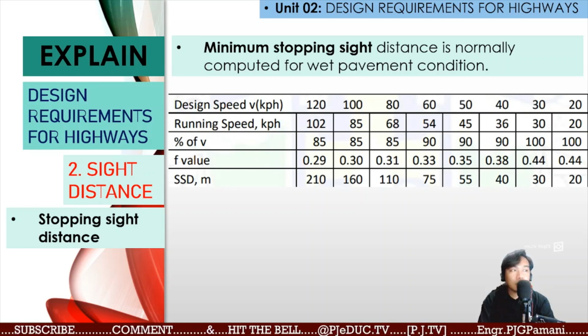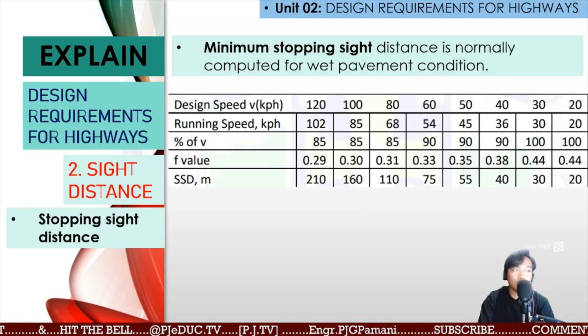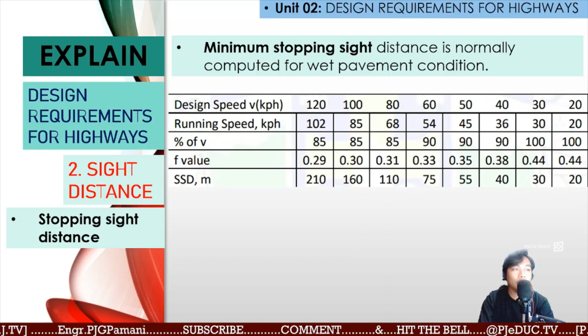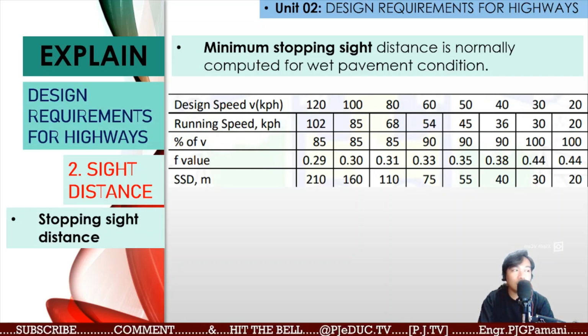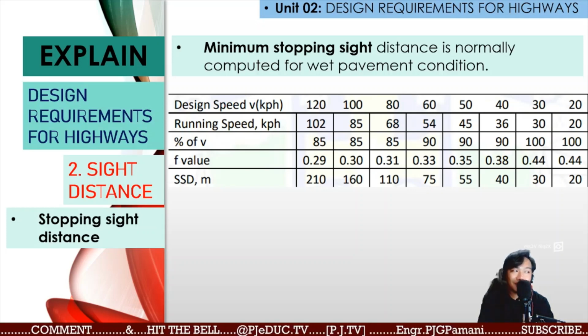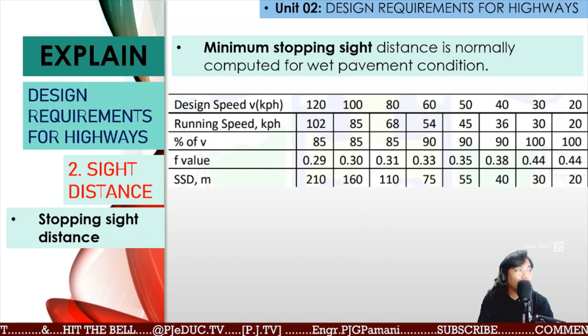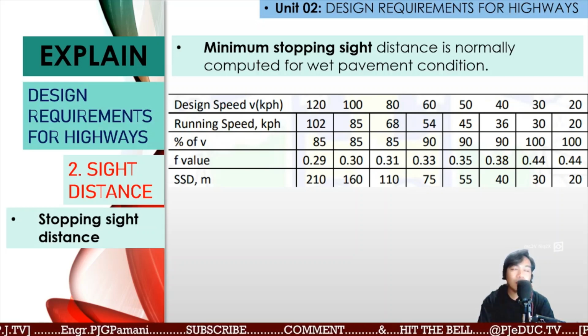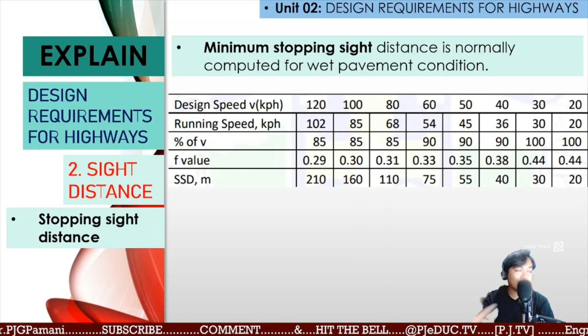The design speed, in kilometers per hour, is between 120 to 20 kph. The running speed, our actual speed, should be at 102 to 20. The actual velocity is at 85 to 100. The friction requirement is at 0.29 to 0.30, and so forth. If not, you can just interpolate. Then the required SSD should be within 210, 160, and so forth.